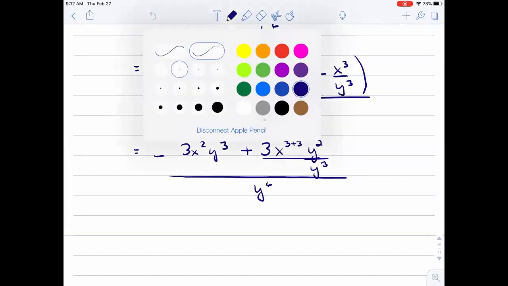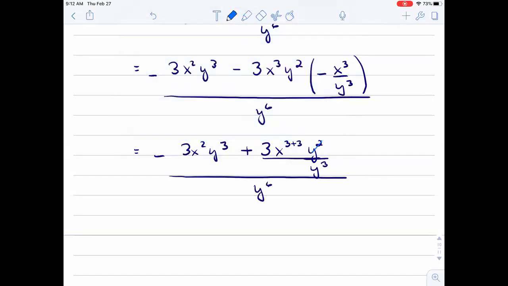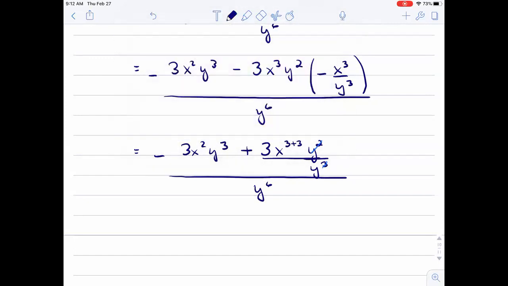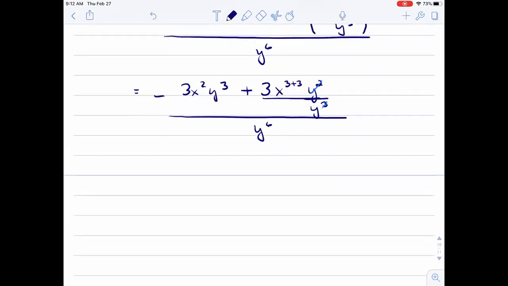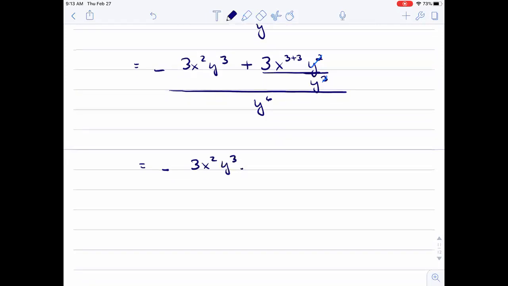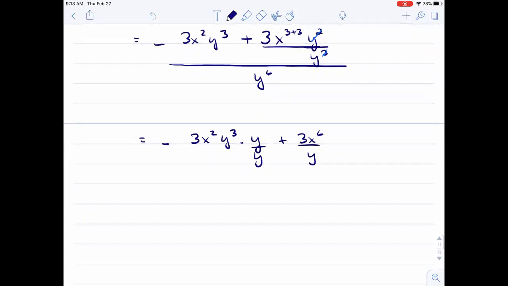Over y to the 6. This y to the 2 is going to cancel, and I'm just left with a y in the denominator. To add the numerator, I need to get a common denominator. So I'm going to have equals negative 3x squared y to the 3 times y over y plus 3x to the 6 over y, all over y to the 6.